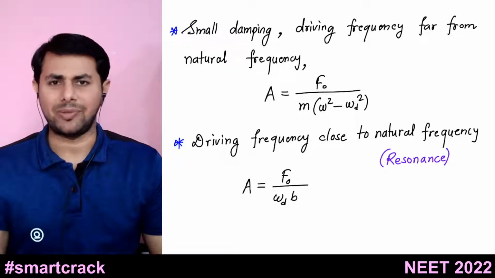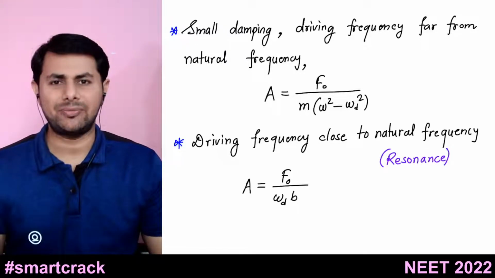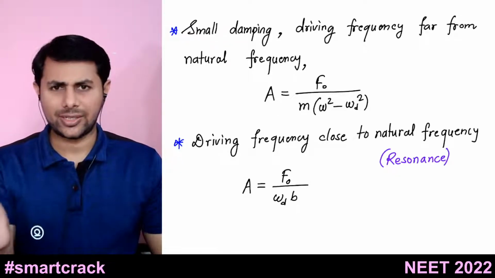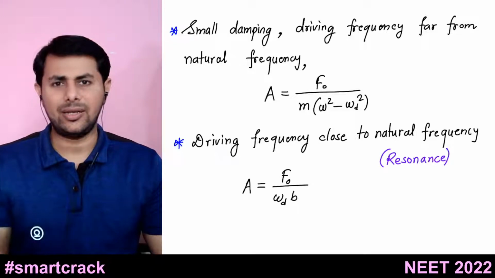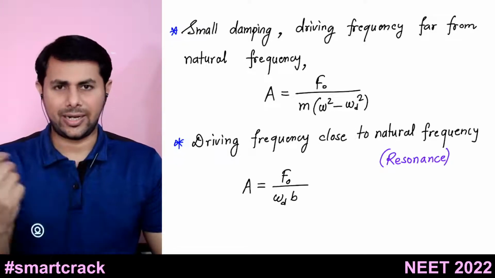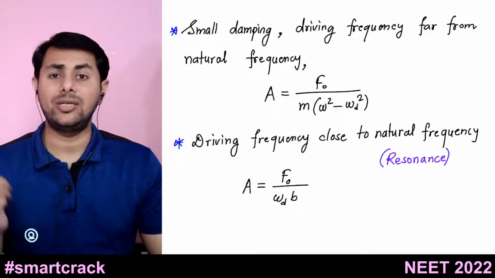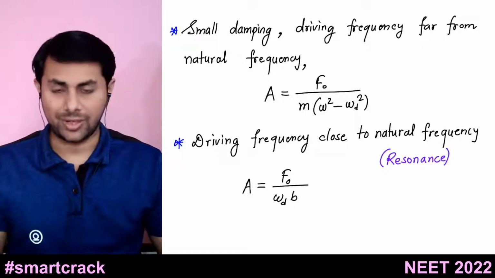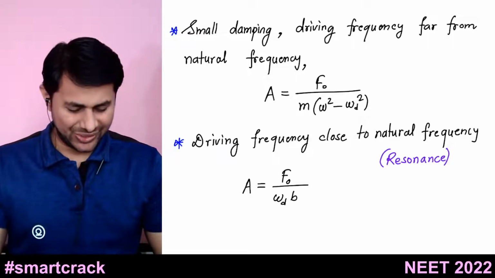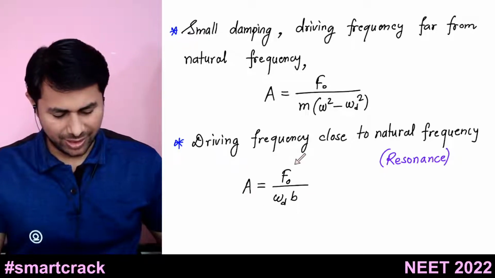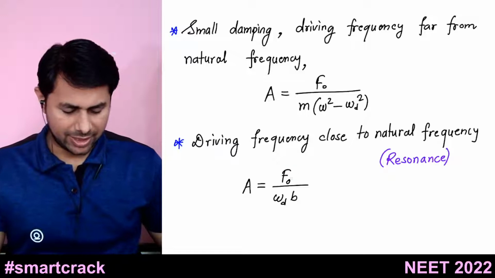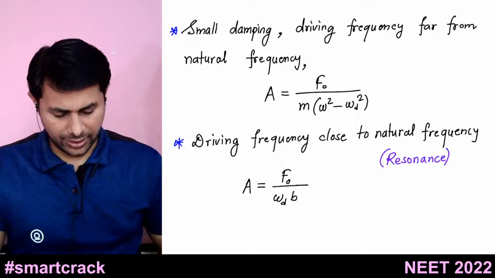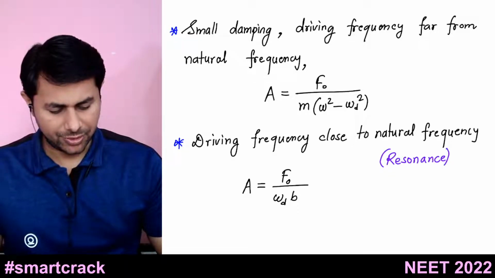So the oscillator oscillates with maximum amplitude. This is the summary. When the driving frequency matches the natural frequency of oscillation of an oscillator, or let's say the spring, then the spring will oscillate and therefore the mass will oscillate with the maximum possible, sorry, maximum possible amplitude. The amplitude of oscillations will be maximum, and it is given by the formula F naught upon omega d into b. So this is called resonance.